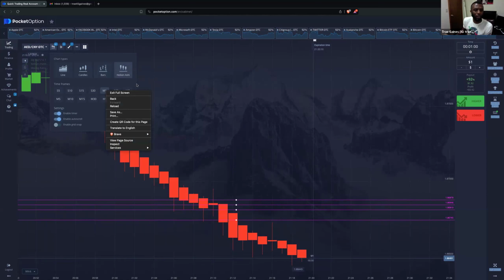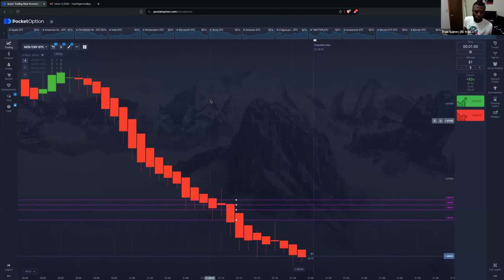Put it on the 1 minute time frame. Heikin-Ashi, 1 minute time frame. Make sure your timer is enabled. All right, now let's talk about what we're looking for.